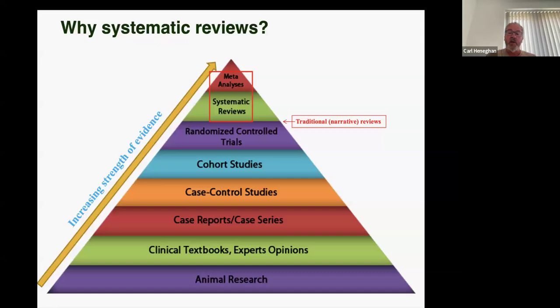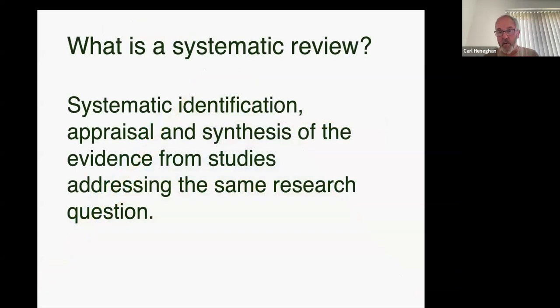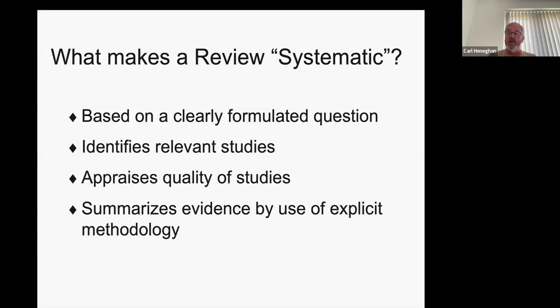And what we're looking at, the increasing strength of evidence, the quality, is we're talking about systematic reviews and meta-analysis. In doing that, let's think about what is a systematic review. Important definition: the systematic identification, appraisal, and synthesis of the evidence from studies addressing the same research question. Now, what we like to do is give that a very simple acronym based on a clearly formulated question.